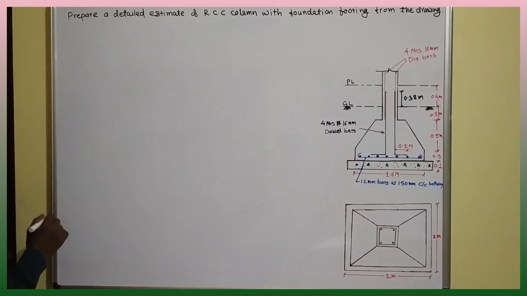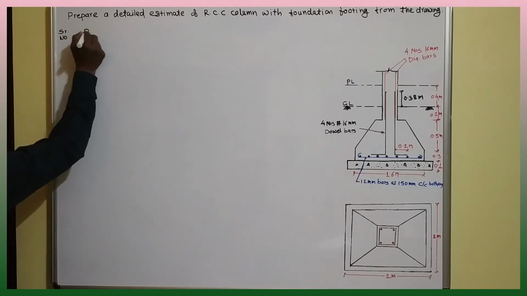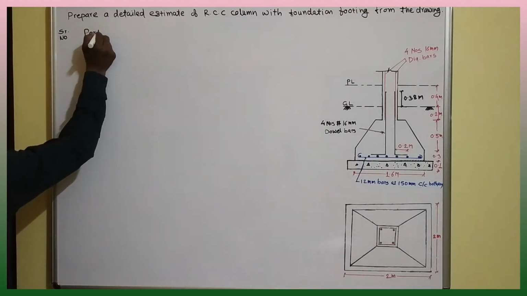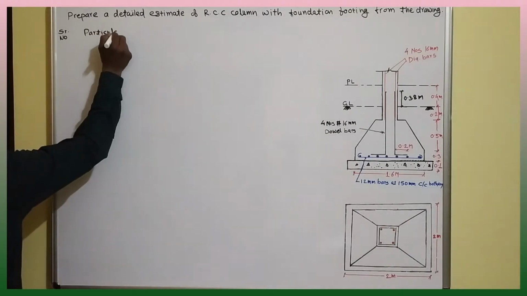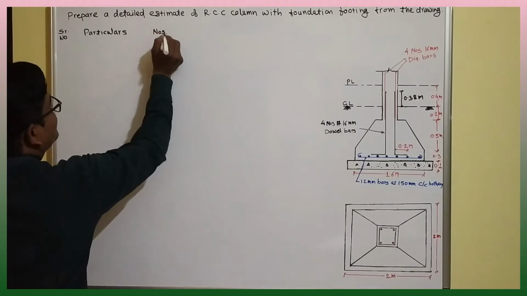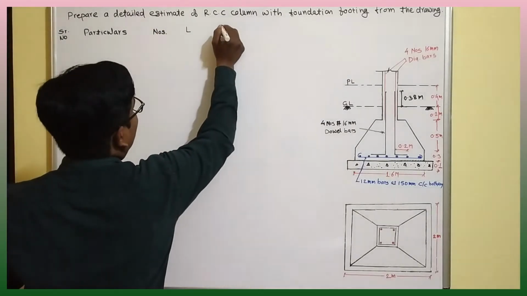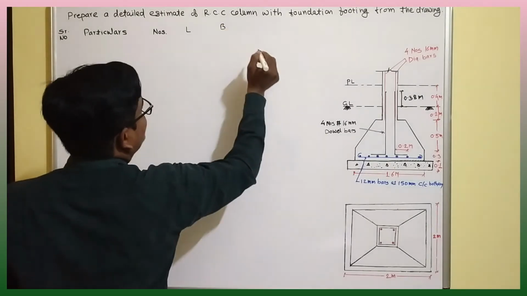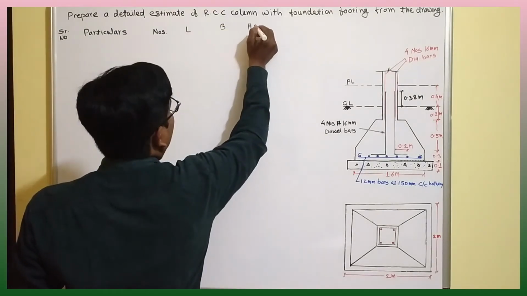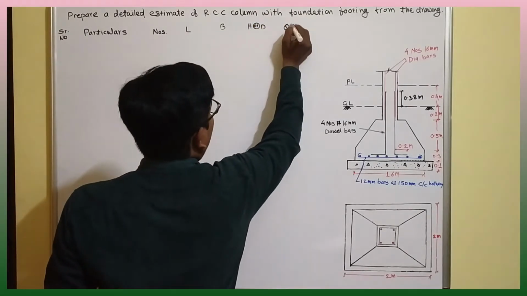So first of all, I will prepare the measurement sheet: serial number, particulars, numbers, length, breadth, height or depth, and lastly quantity.